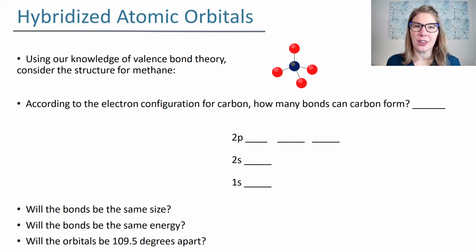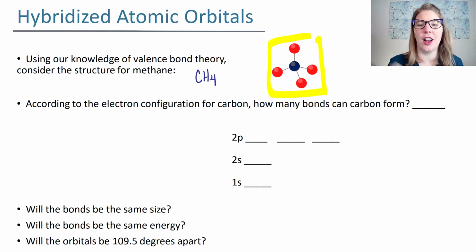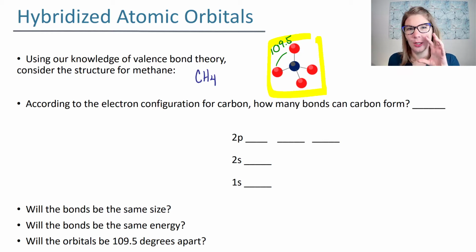So let's start our discussion with methane, which is CH4. Here I have a picture of the structure of methane. And what I notice about this picture is that all of the bonds are the same length and all of the bonds are equal distance from one another. So they're all 109.5 degrees apart.